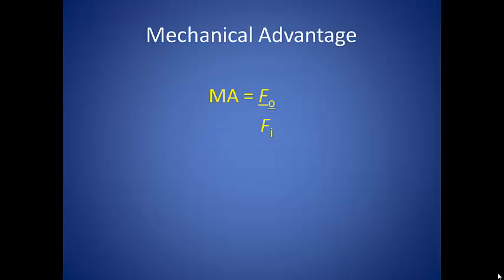The mechanical advantage of a machine is simply the ratio of the amount of force coming out of the system divided by the amount of force that was put into the system. The higher the mechanical advantage, the more your machine is reducing the amount of work.